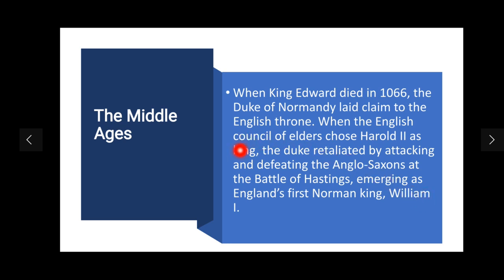So when the elders of the English council chose Harold II as the king of England, what happened? The Duke retaliated by attacking and defeating the Anglo-Saxons at the Battle of Hastings. You can see that is Harold II, who was nominated as the king after the death of Edward. But the Duke of Normandy couldn't accept him as king, and he attacked and defeated the Anglo-Saxons at the Battle of Hastings. And he emerged as the first Norman king, and his name was William I.